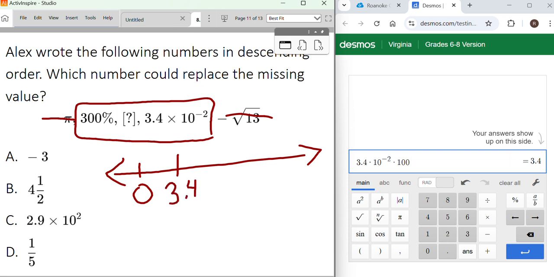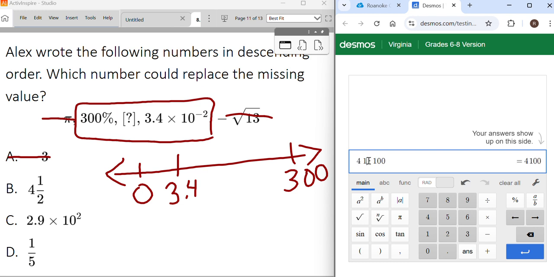3.4 is right there, and then 300% is way up here. So we want something that's in the middle between 300% and 3.4%. So we're going to go ahead and use what we have in our calculator. We're going to start by deleting that number, and we're going to put in the -3 because it doesn't have a percent. That gives us negative 300, which is not a possible answer because none of our answers are going to be less than 3.4. So let's look at the next one.